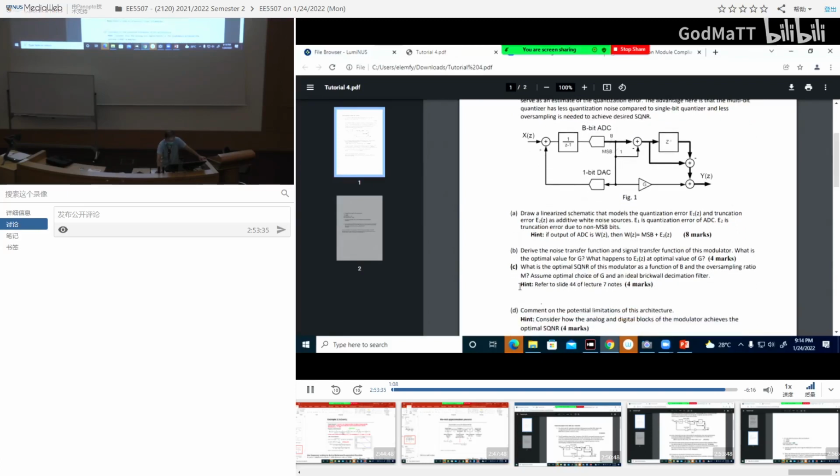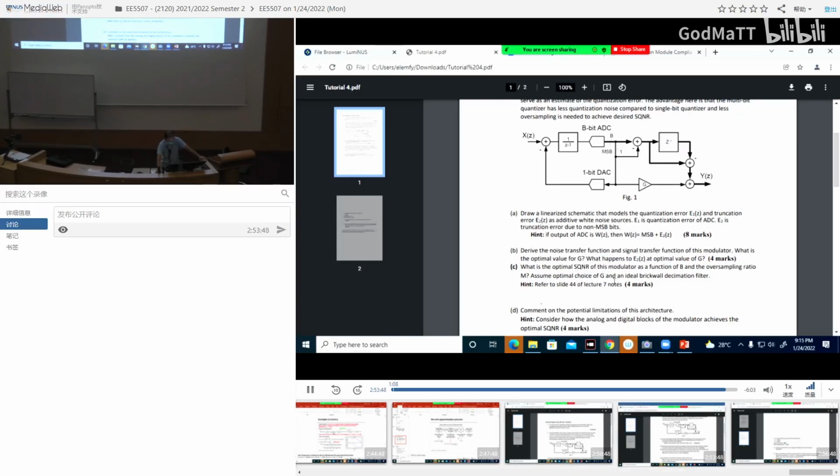And then part C again, please refer to slide 44 of lecture 7. We'll find what is the optimum value of the SQNR. Here you assume the optimum value of G you found from here, and you can assume that you have an ideal brick wall filter.